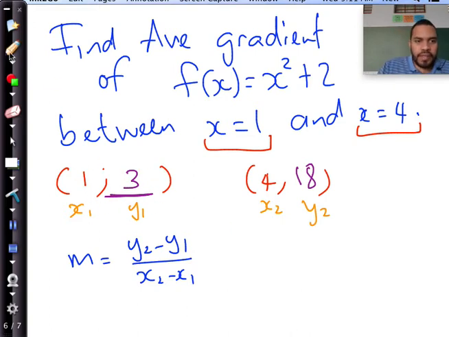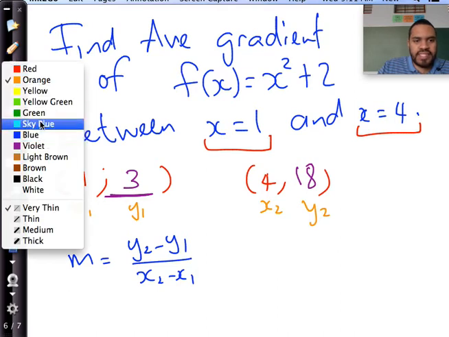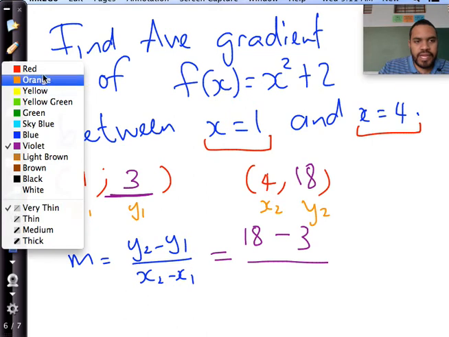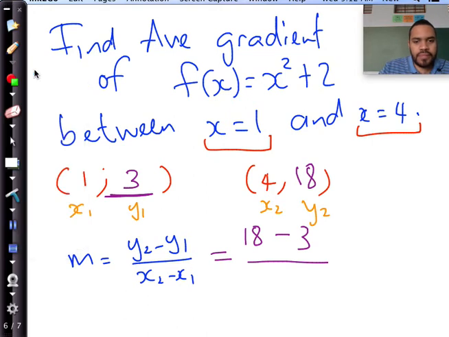Okay. Now, let's substitute in that. I'm going to put in the y values, the 2's first here. And it doesn't matter if you made this the 2's, but you just have to maintain the same order. I'm dealing with the average gradient of this curve between those 2 points. So it's 18 minus 3 divided by 4 minus 1. Right. And that gives you what?